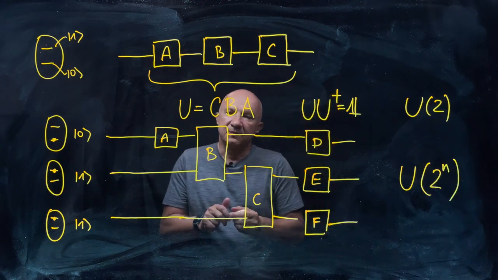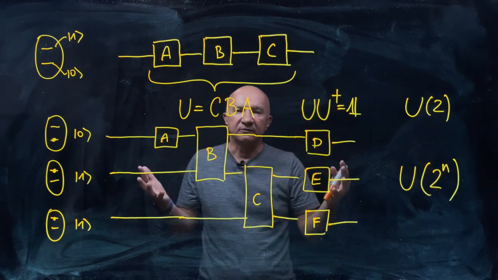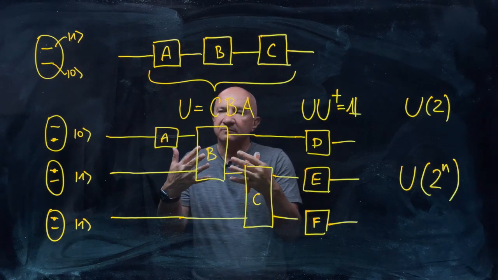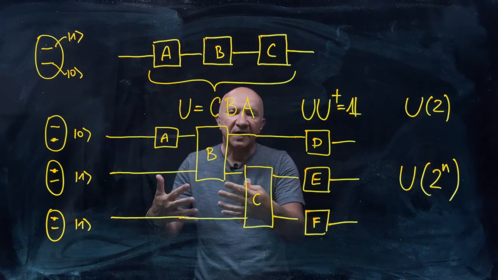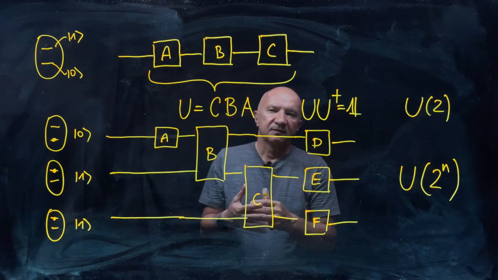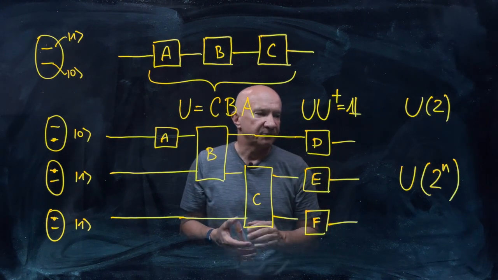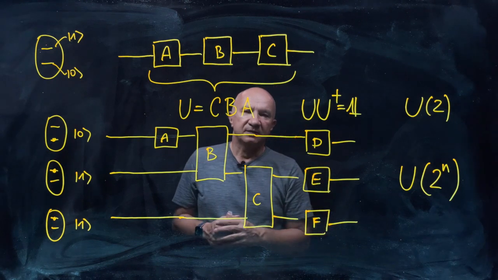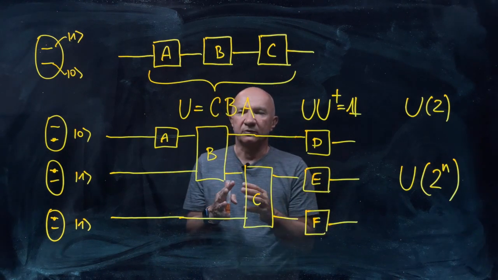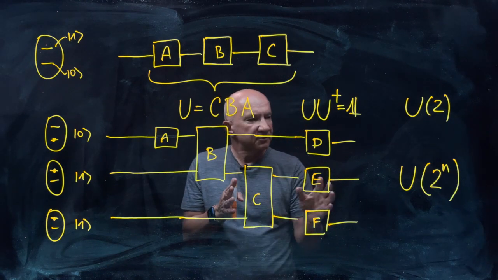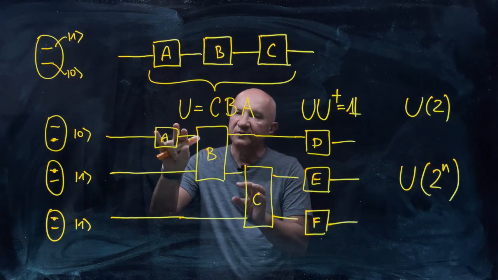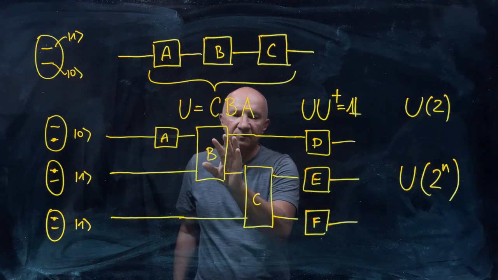So the overall matrix that acts on the diagram, or on a circuit that involves n qubits, will just be a 2 to the n times 2 to the n matrix. So it's a huge matrix. But the whole art of quantum computing is to construct those matrices out of very simple units. So like here, A and B and C.